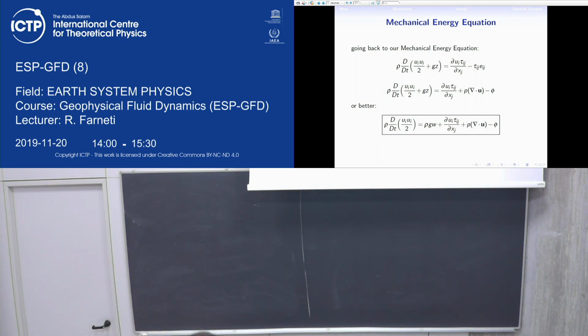Okay, so now we're going to derive two more times the mechanical energy equation because you like it so much. And we're going to see different terms that pop out when we derive the mechanical energy equation.